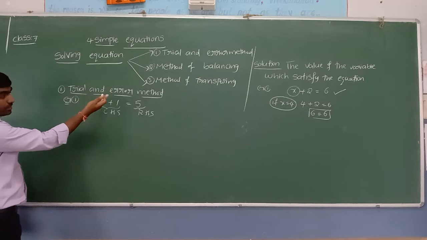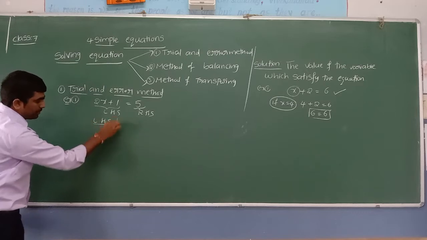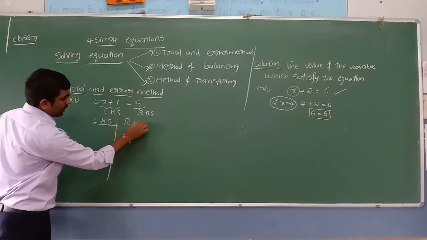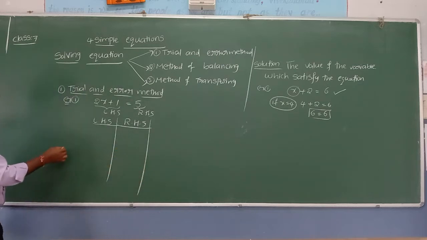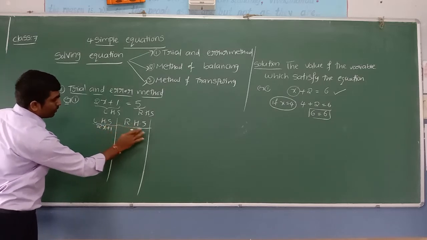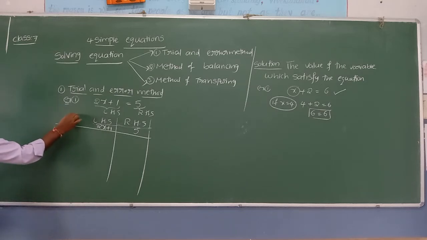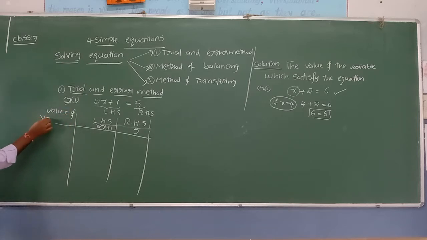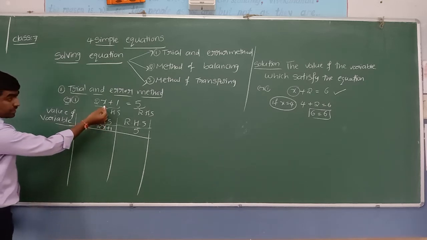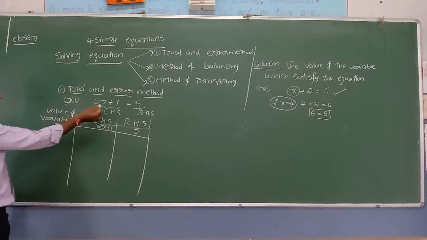Now let me go with trial and error method to find the solution of this simple equation. See, I am taking the LHS as one column and the RHS as another column. What is the LHS over here? LHS is 2x plus 1. What is the RHS here? You can see RHS is 5. Now let me take one more column, value of the variable. What is the variable present in the equation? x. Let me write here x is equal to 1. Substitute x is equal to 1 in the given simple equation.